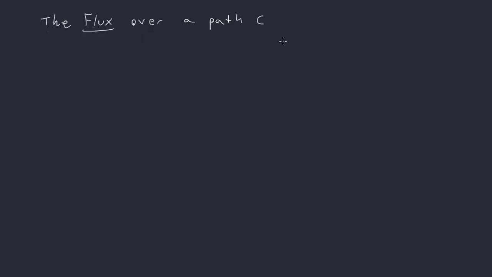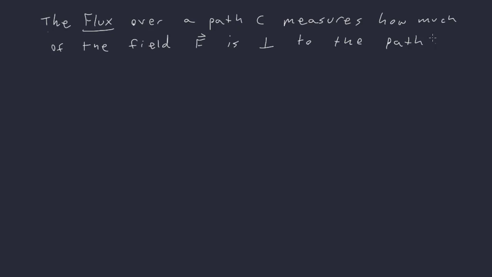Alright, so the second type of line integral is actually the flux. So the flux over a path C. Instead of measuring how much of the field pushes with the path, or against the path, this measures how much of the field is perpendicular to the path.